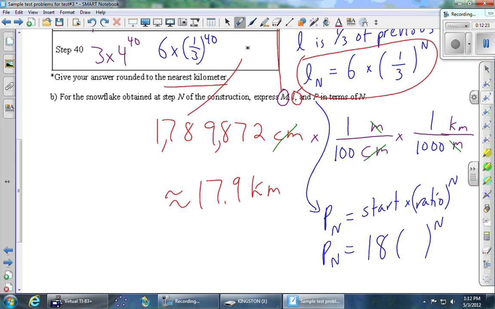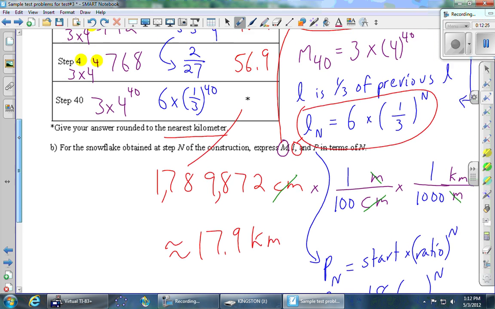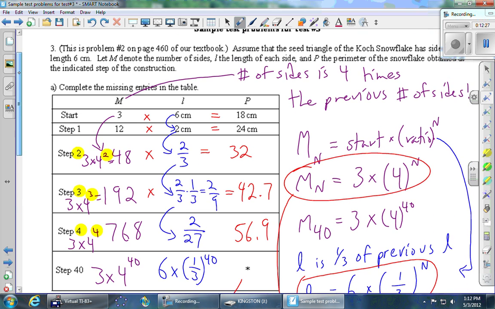The question is, what happens to the perimeter every step of the way? Well, let's think about this thing we wrote in purple at the top. It says the number of sides is 4 times. Every time you go down a row, you got to multiply the number of sides by 4. Now let's take a look at this blue in the bottom here. It says the length is 1/3 of the previous length. Every time you go down a row, you got to take 1/3 of the previous length.